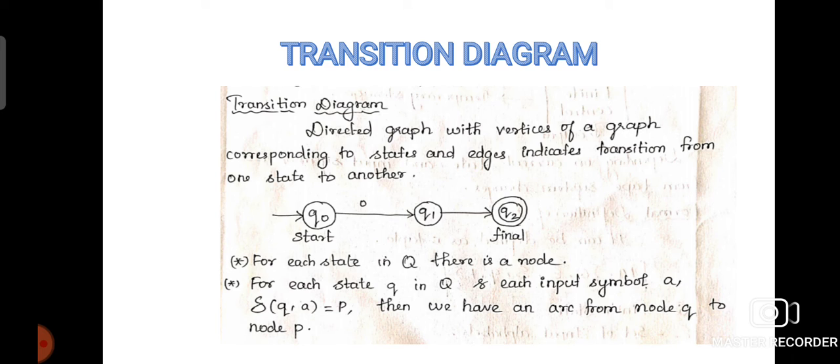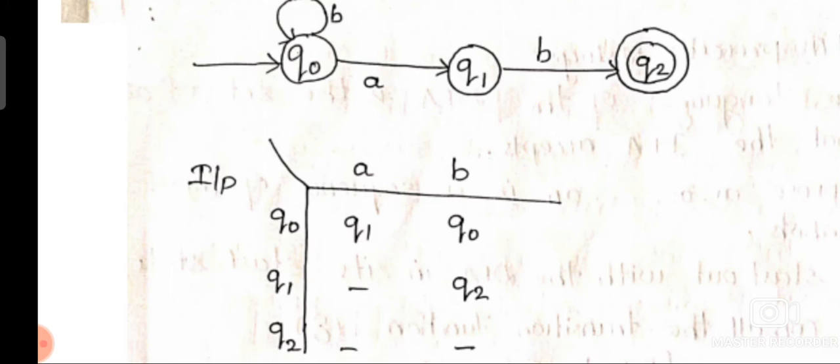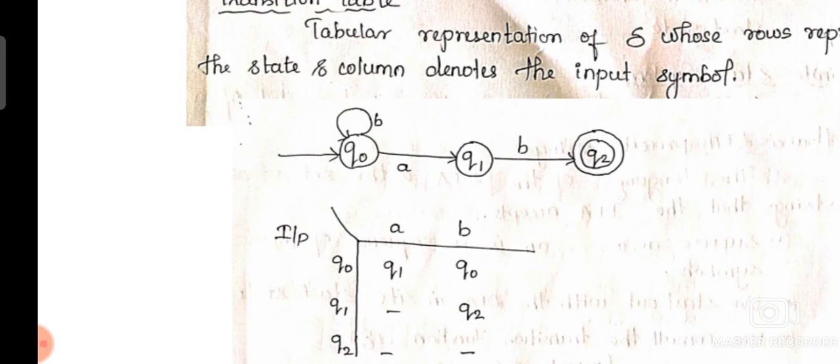Okay. So in the state transition diagram, the edge will be labeled with the input symbol that is needed to perform the state change. Next one is the state transition table. This is the tabular representation of delta, that is the state transition. Here the rows will represent different states like q0, q1, q2, and the columns will represent the input symbols. Now we have the state transition table for the above diagram. We can match the diagram with the table.